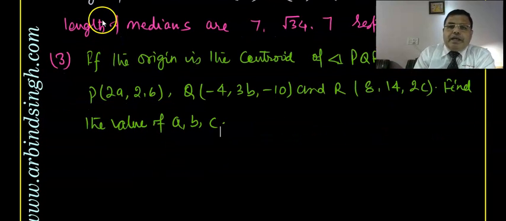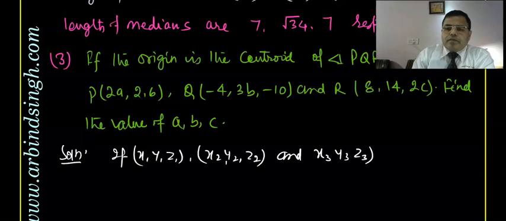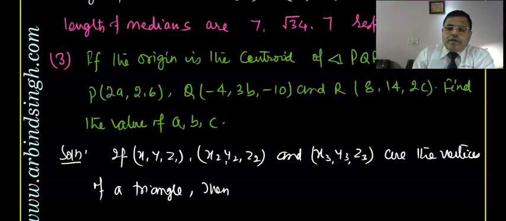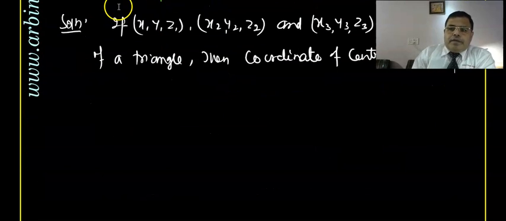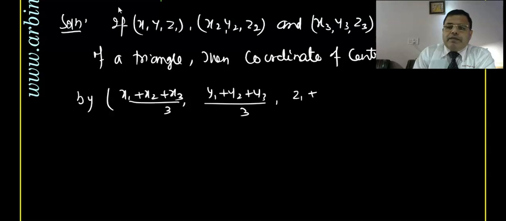Now remember this, we can deal with this question like so. Remember this point: if (x1, y1, z1), (x2, y2, z2) and (x3, y3, z3) are the vertices of a triangle, then the coordinate of the centroid is given by ((x1 + x2 + x3)/3, (y1 + y2 + y3)/3, (z1 + z2 + z3)/3). This is the coordinate of the centroid.